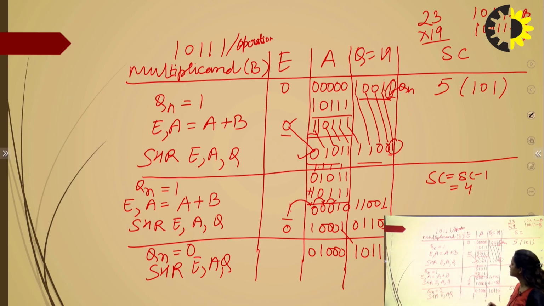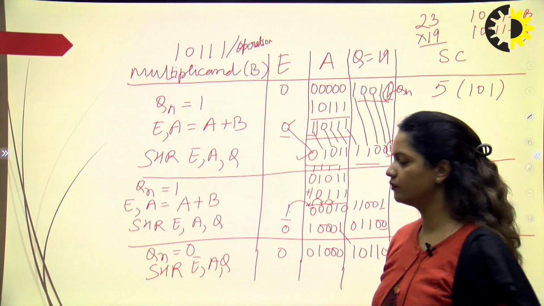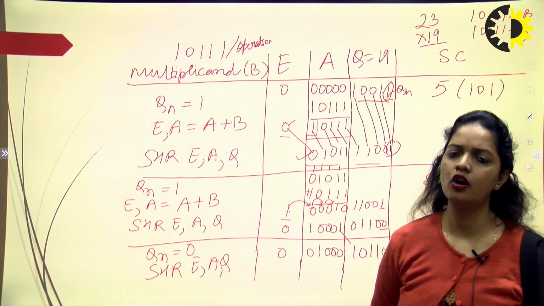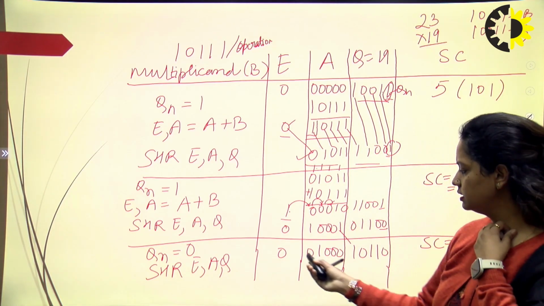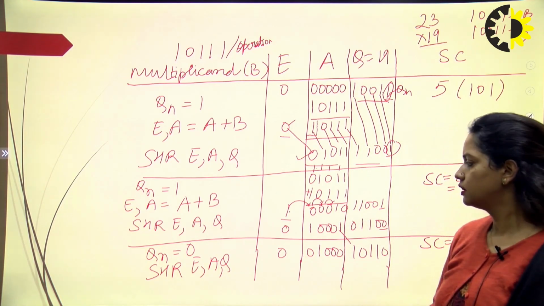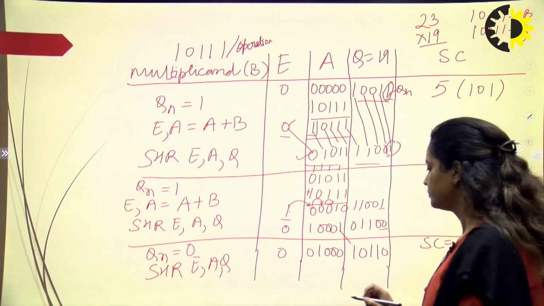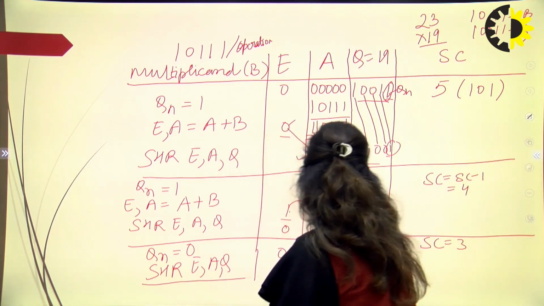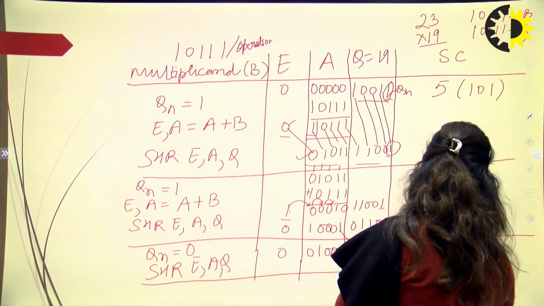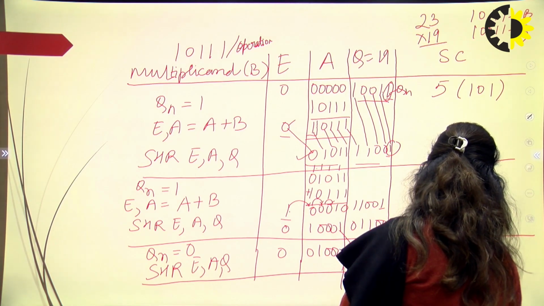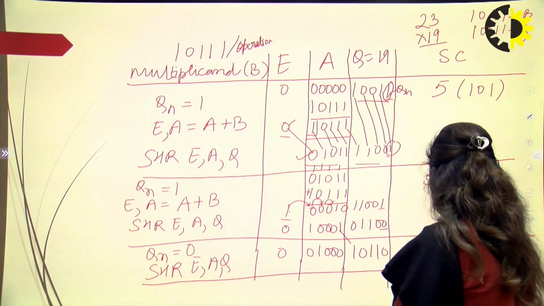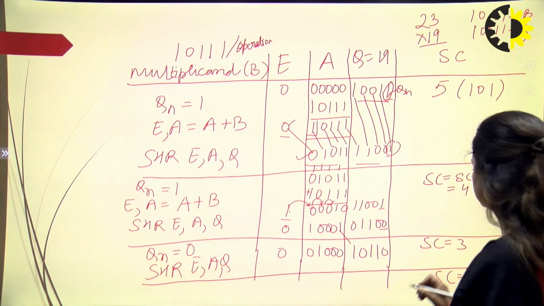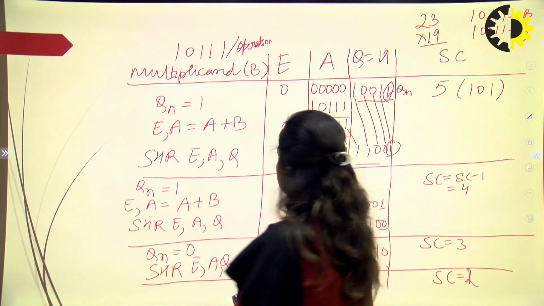And what about this E? A 0 will be inserted over here because no addition operation is performed and we do not get any carry bit. So we put 0 here. Now after performing this step, again we have to decrement the counter by 1. It will become 2.